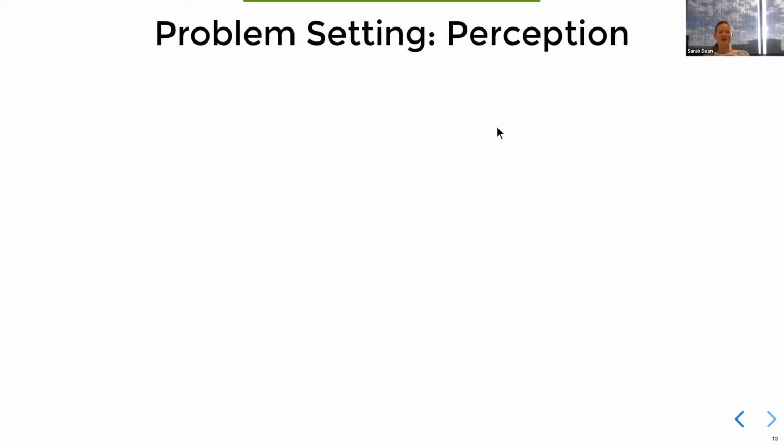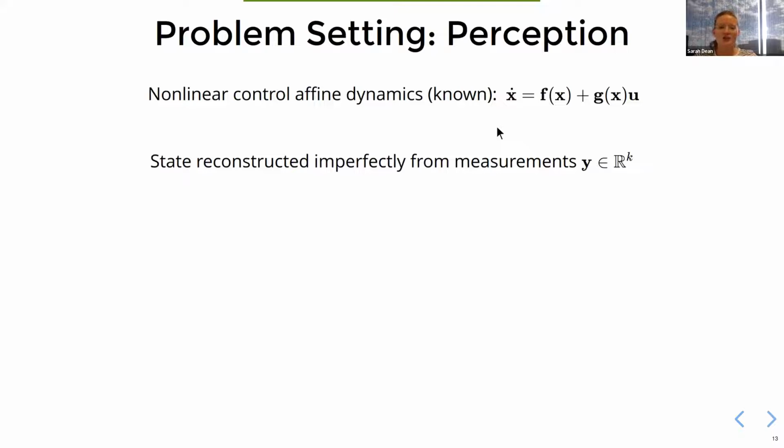The first setting that I'll talk about is perception. In this case, we assume the dynamics are known. So these control affine dynamics defined by F and G are known, but the state is not perfectly observed. And in fact, we have to reconstruct it from some measurement Y.